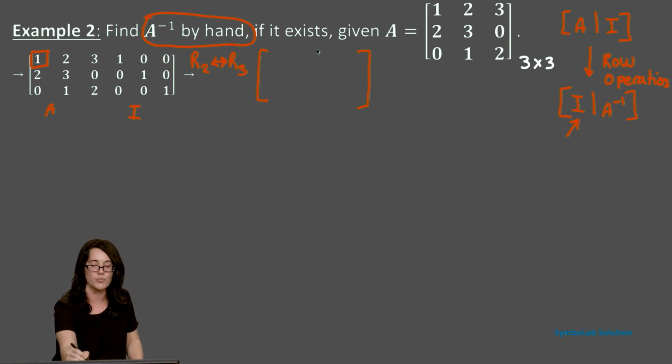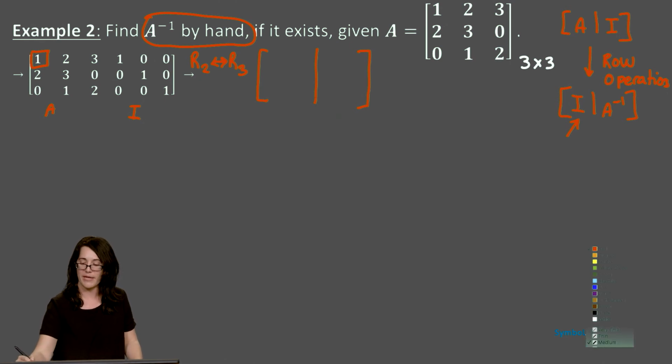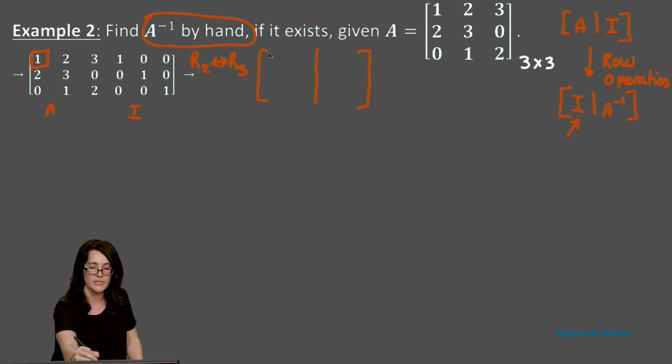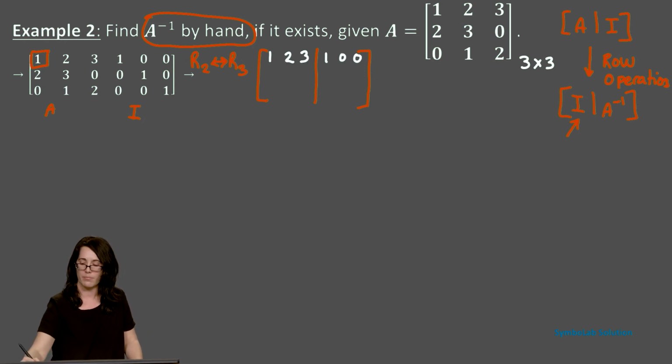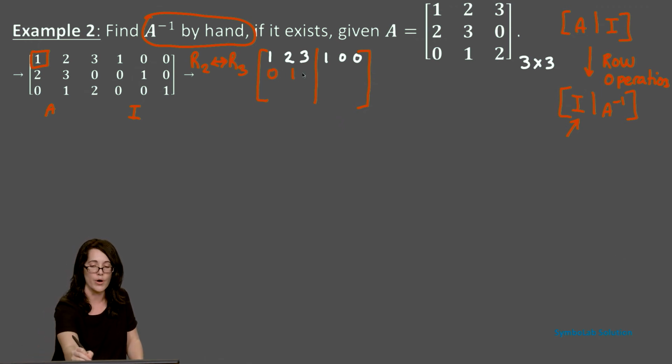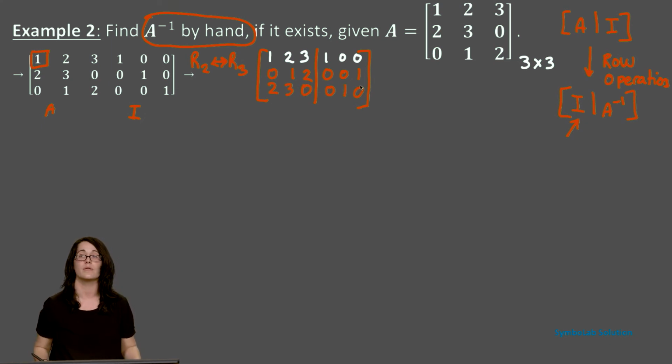So if I had switched rows 2 and 3, look what would have happened. First of all, I could copy and paste row 1, so row 1 is unchanged. It's still 1, 2, 3, 1, 0, 0. But if I switch rows 2 and 3, look what we get: 0, 1, 2, 0, 0, 1, and then the new row 3 would be the old row 2: 2, 3, 0, 0, 1, 0. Does anyone see out there why I did that? That's exactly why. You got it.